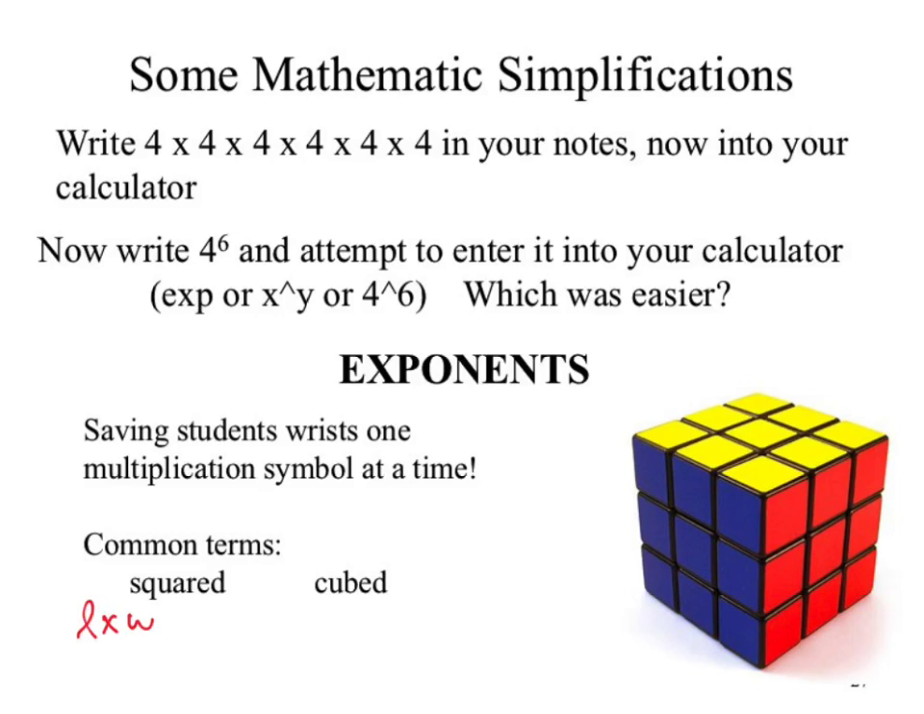Length times width, which would mean, if we did this in centimeters, a centimeter times a centimeter would be a centimeter squared. We're referencing the exponent. If it's cubed, how do you measure the volume of a cube? Length times width times height, centimeter times centimeter times centimeter. I don't know why I picked centi. And we'd get centimeter to the 3rd power, or cubed.